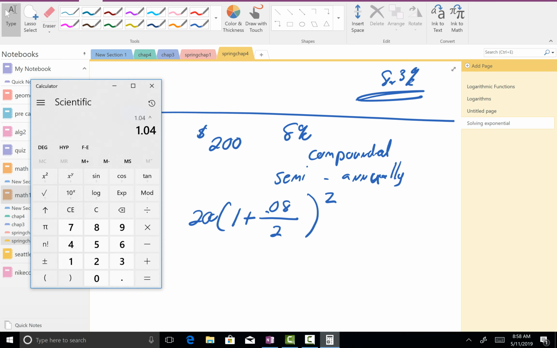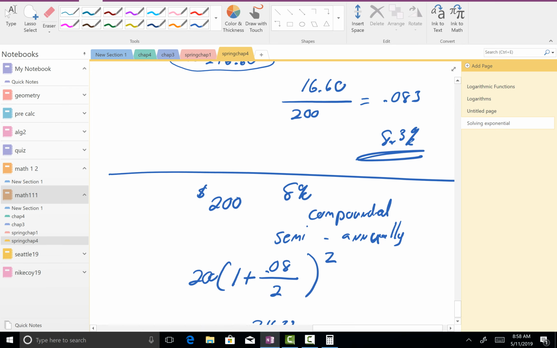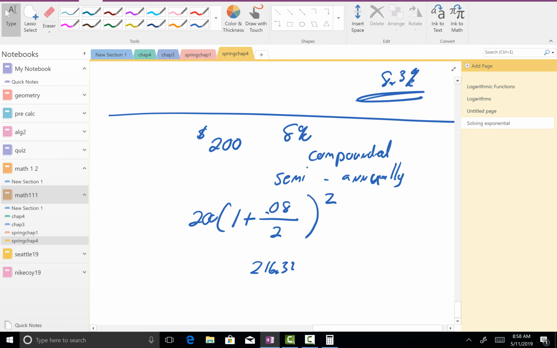So we'll do this one. Raise it to the second power, and then times it by 200. And we have $216.32, whereas that one was $216.60. So you're saving this person 28 cents. Again, that's only over $200, so it's not that big of a deal. And that probably makes sense to you. I mean, if you're not going to compound the interest rate more, it's going to be less amount of money.